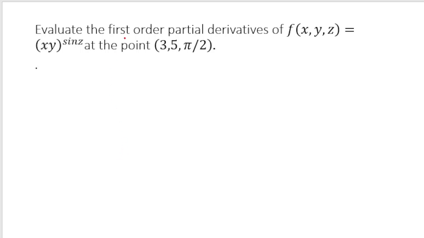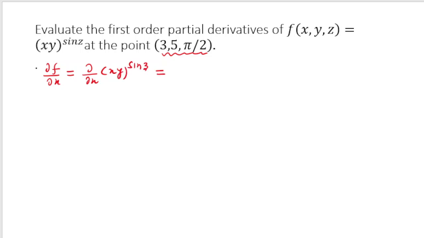Now let us evaluate this problem. So here they are asking evaluate the first order partial derivative of this function, which is a function of 3 variables now, x, y and z, and they have specified the point like 3, 5, pi by 2. So without any delay, let's start it. First of all, I have to find del f by del x. So it means I have to write del by del x of xy to the power sine z.